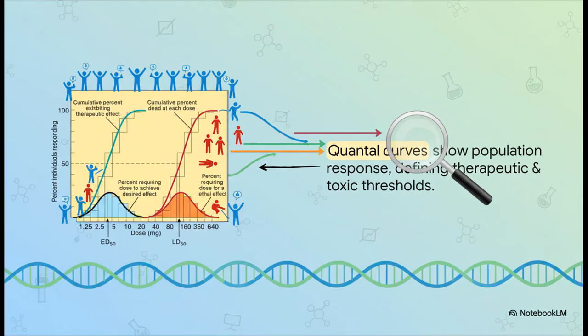Okay, so far we've been talking about the graded response in just one person. But to figure out if a drug is actually safe for widespread use, we have to look at how it affects a whole population. And for that, we switch to a different tool, the quantile dose-response curve. This isn't about the size of the effect anymore. It's a simple yes or no, all or none question. What percentage of the population showed a specific response at this dose?